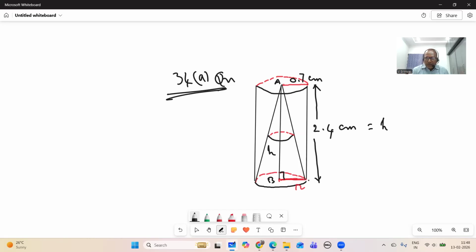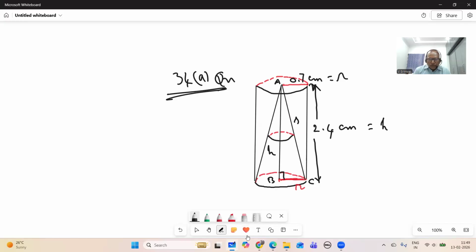Now this is slant height. Let us call this point C, the circumference of the base, capital C. So BC becomes radius. Let it be small r. So here also, if I call this D, this point D of the circumference, AD also is radius. That is given to be 0.7. So AD equal to BC equal to small r.